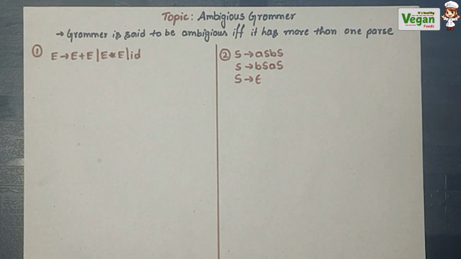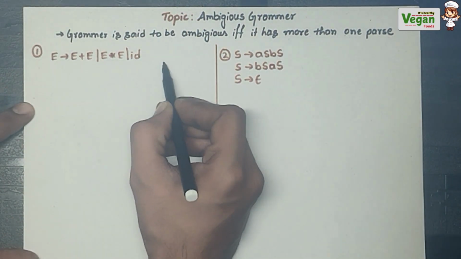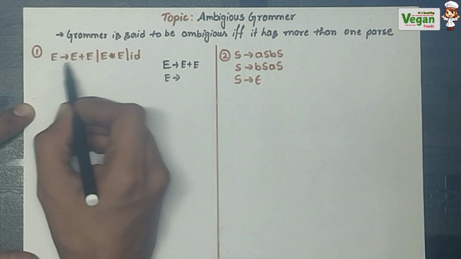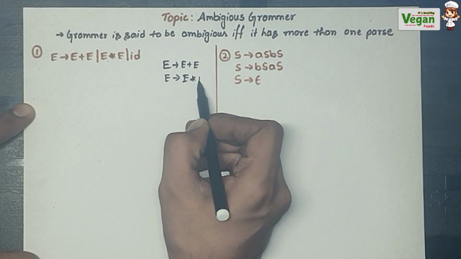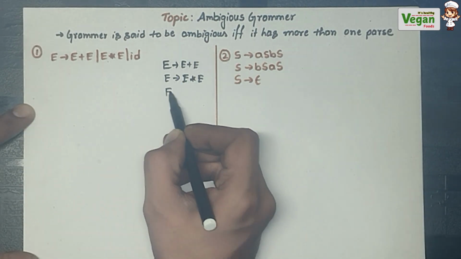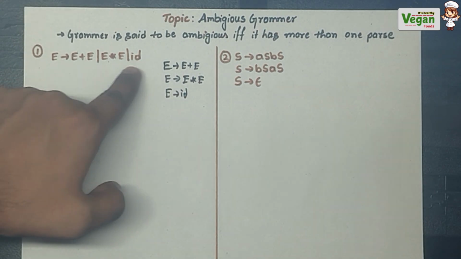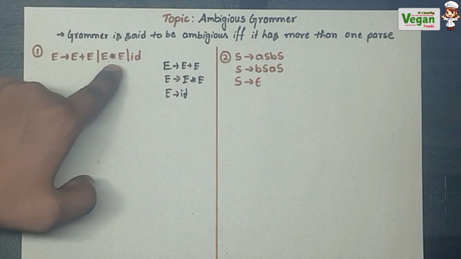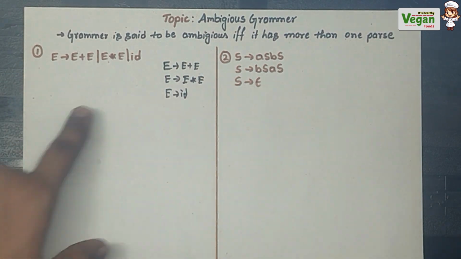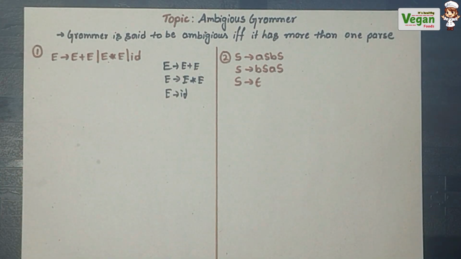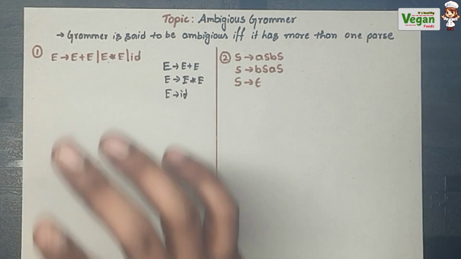Now let's consider the first question. E produces E plus E, E produces E star E, and E also produces ID. Since the left hand side is the same, they wrote it in a single line, that is, E produces E plus E, E star E and ID. So these are the three separate productions by capital letter E. Now what we must do is try to construct two parse trees, so that we can convince ourselves this is an ambiguous grammar.